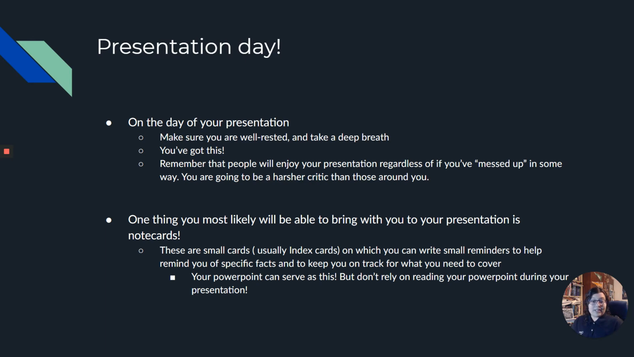Now, your PowerPoint can serve as note cards, but don't rely on reading your PowerPoint during your presentation. It is more effective for you to address the audience in and of itself than to rely on reading your PowerPoint.